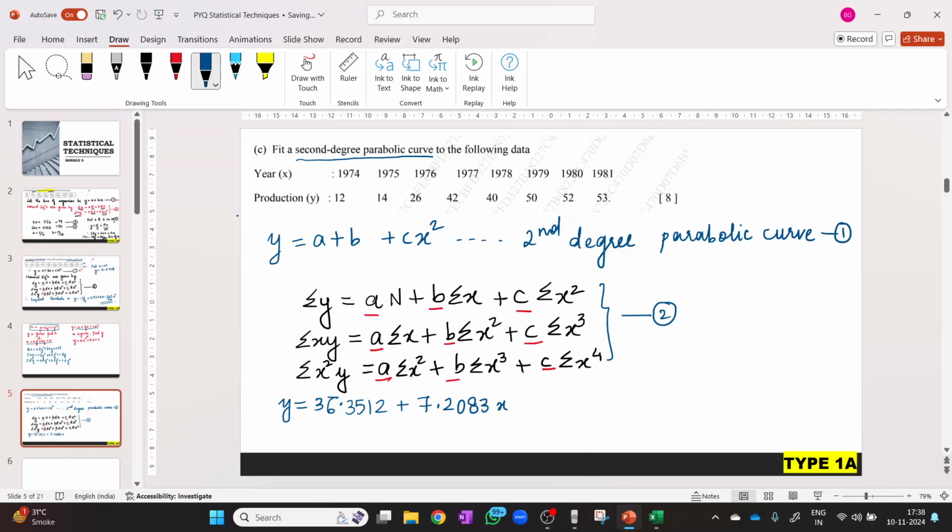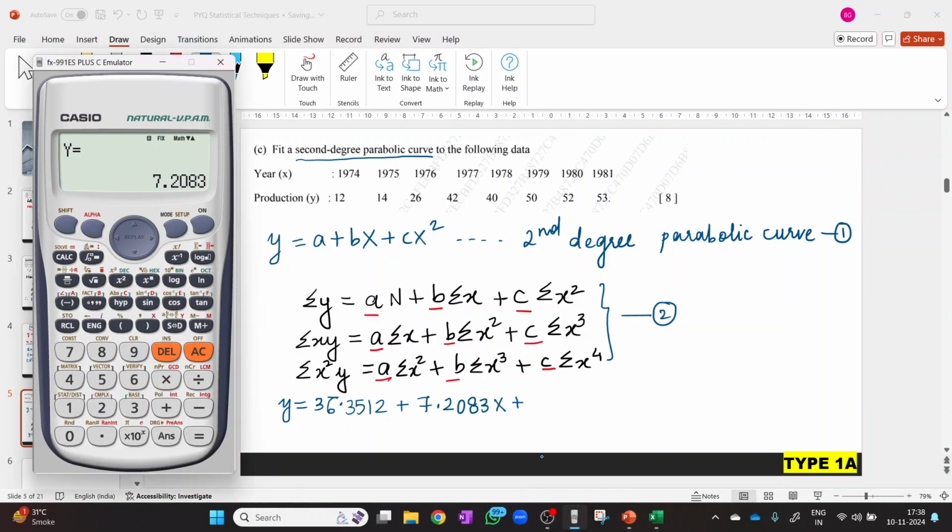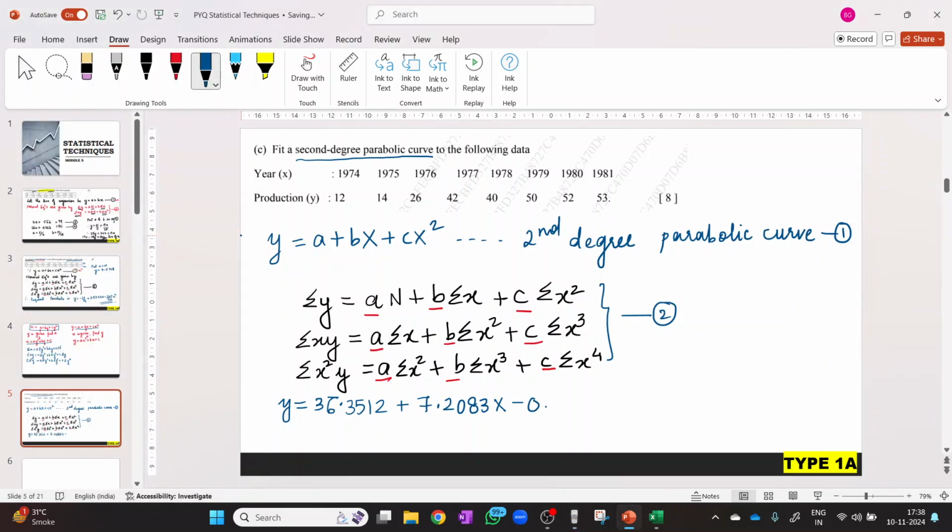But these are capital here. That's what we had discussed. And lastly, c. So again in decimal form, negative 0.6964. So negative 0.6964 into capital X squared.